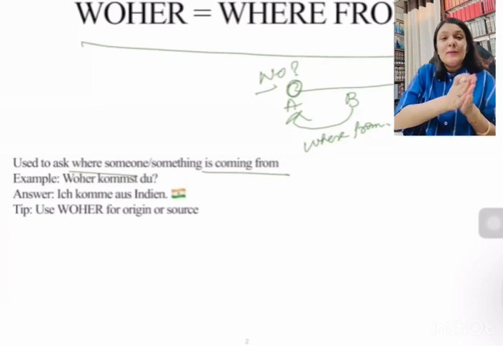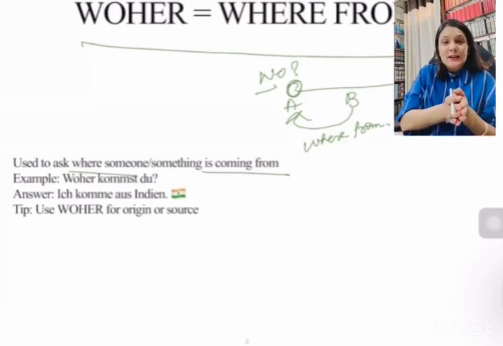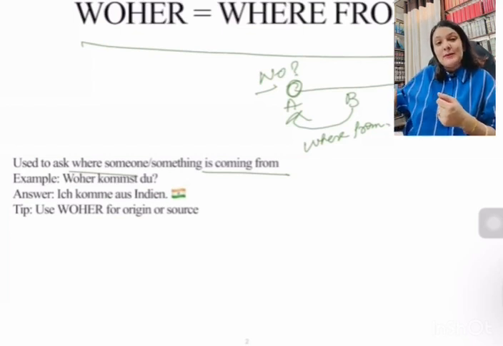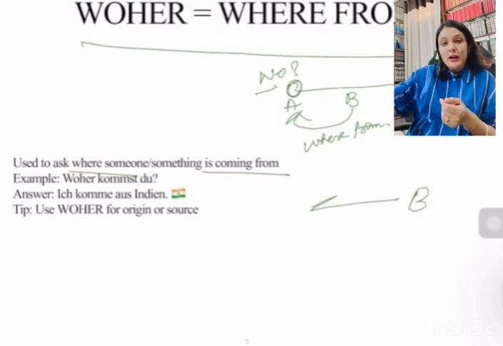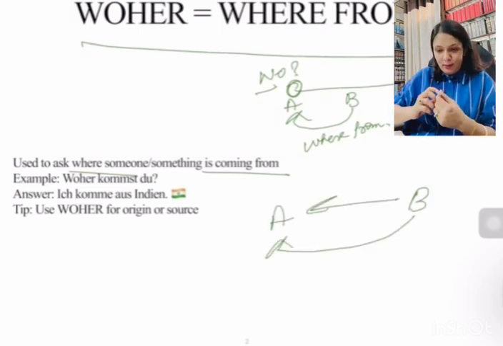It is used to tell your place of origin. For example, if I want to say, I come from Germany, I'll say, ich komme aus Deutschland. That means my place of origin, my place of birth is Germany and I'm coming from Germany, which is basically the movement from B to A. You come from a particular point.